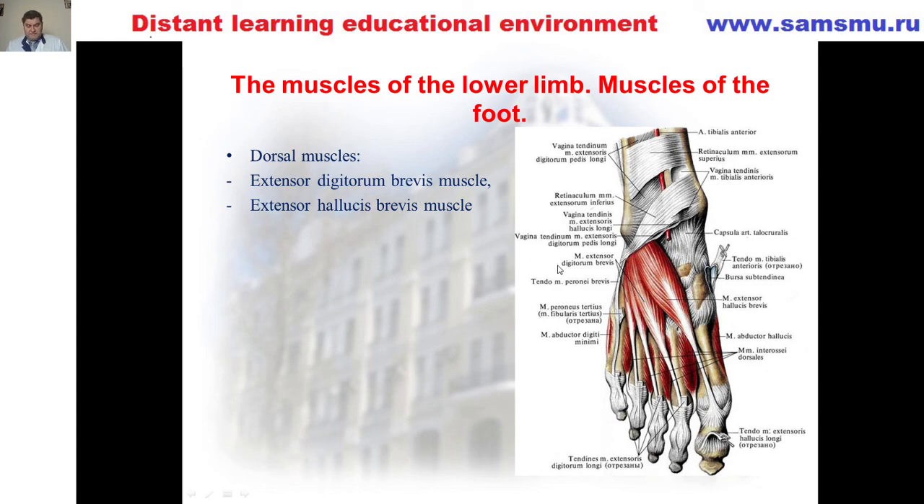Extensor digitorum brevis muscle lies on the dorsal surface of the foot under the extensor digitorum longus tendons. It originates on the superior lateral surface of the calcaneus just before the entrance into the sinus tarsi, extends forward and divides into four thin tendons. These tendons stretch to the middle four toes and fuse with the lateral margin of the extensor digitorum longus and extensor hallucis longus tendons, with which they form the dorsal tendinous expansion of the toes.